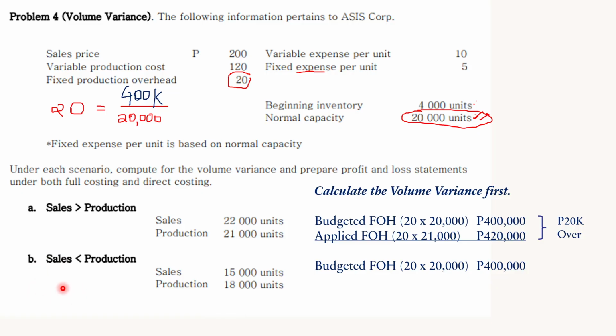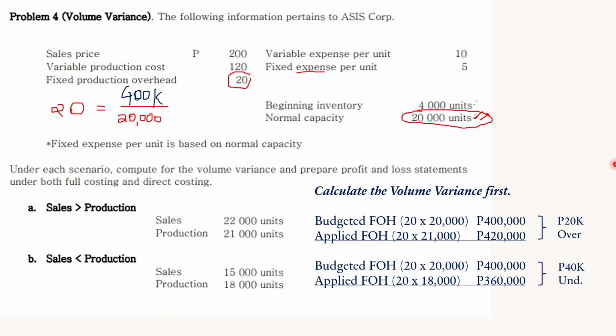Now, in scenario B, you only produce 18,000 units. So you applied 20 times 18,000, only 360,000. This would result to a 40,000 under-applied volume variance. Okay? 40,000 under-applied volume variance.